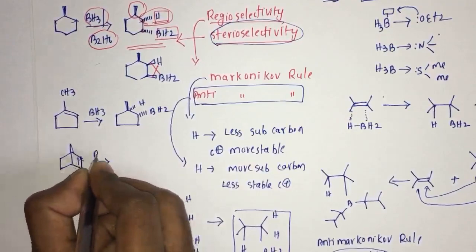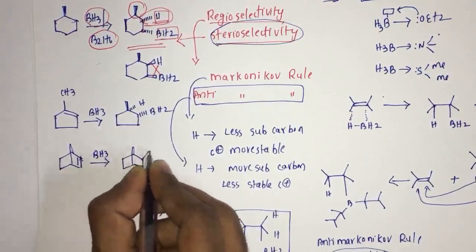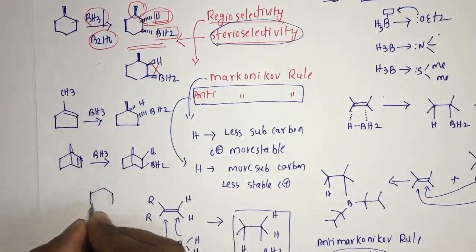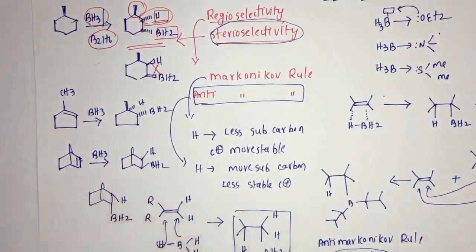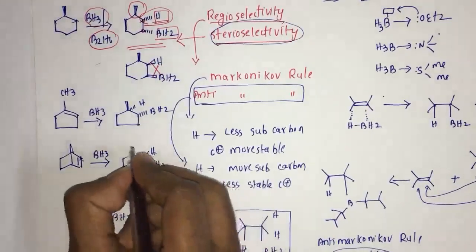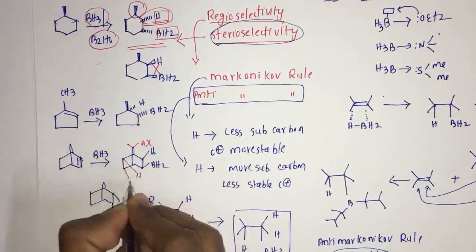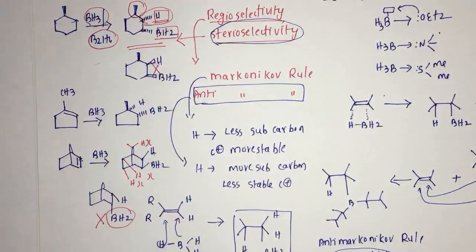Next we have this system. Two products are possible: this is exo and this is endo. Which one is major? Here only one hydrogen repulsion is there, but here there are two. Because of that, the endo approach is completely ruled out. Because of steric crowding, the endo approach will not take place, only the exo approach will. This is the product.